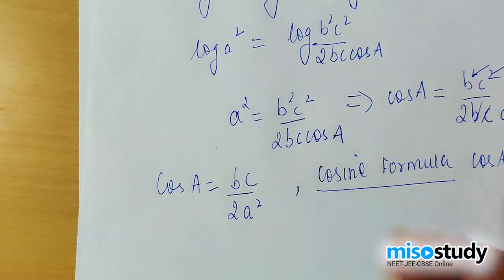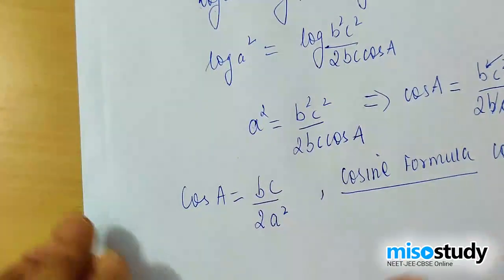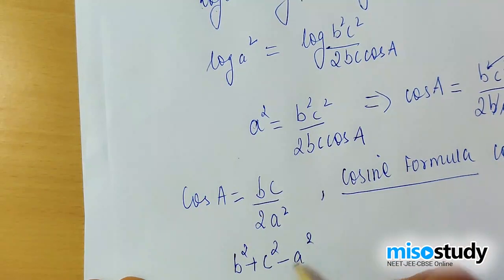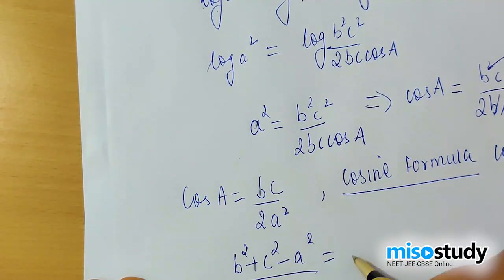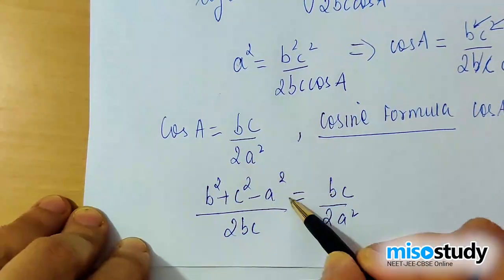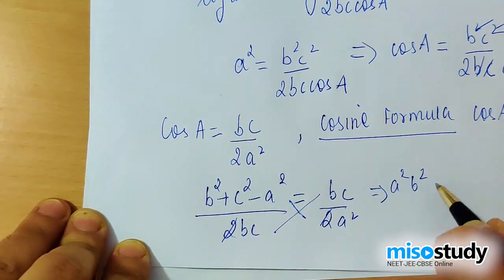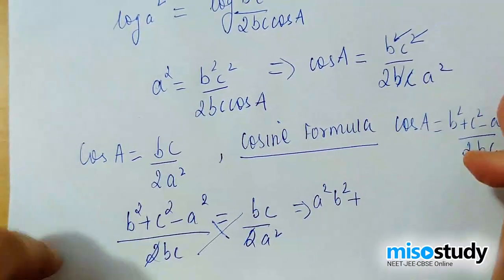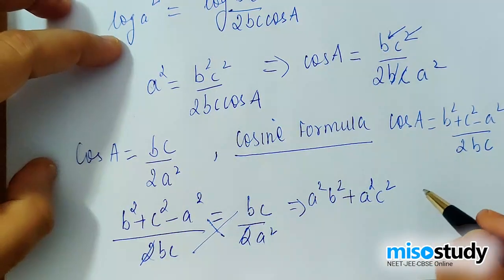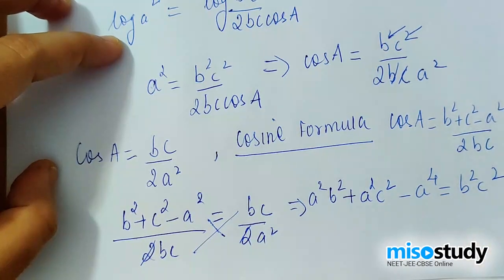So for that I need to eliminate cos of angle A in terms of the sides. So I will use the cosine formula which I have written over here, and now I'll put this cosine formula and find out what is the relation. So cosine formula says that it's nothing but bc by 2a squared. So applying the cosine formula and cross multiplying, this 2 gets cancelled. I will have a square b square plus a square c square minus a to the power 4 is equal to b squared c squared, right?